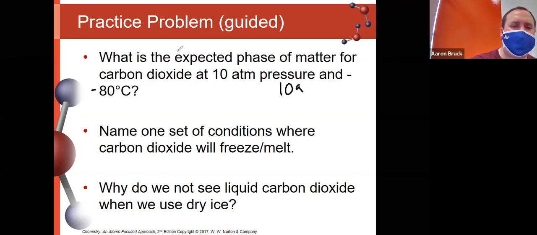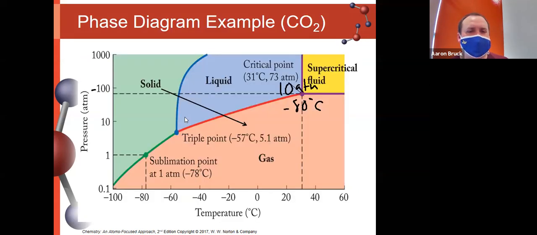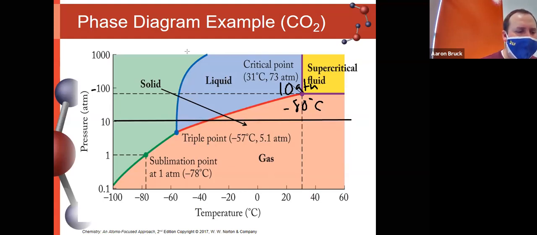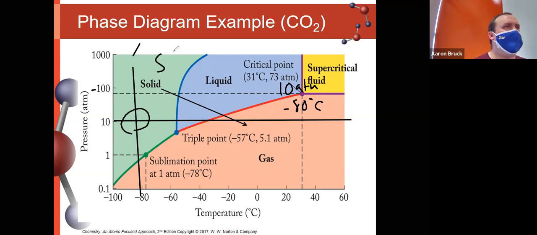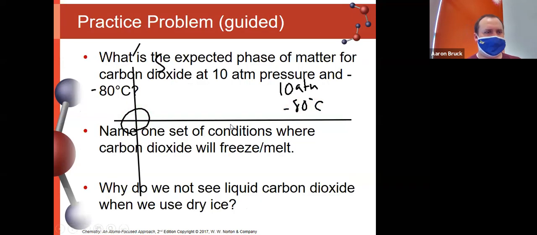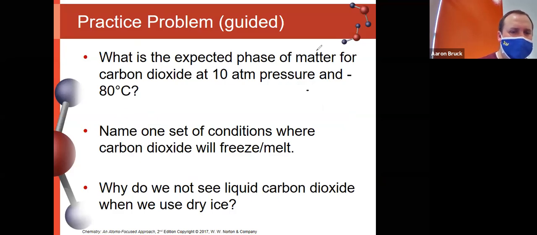So we're going 10 atmospheres, negative 80 degrees Celsius. To answer this question, we just need to look at the phase diagram. And we can draw lines. 10 atmospheres, that's right there. Negative 80, that's right there. Lines aren't straight, but in this case, it doesn't matter, because we can clearly see that the two intersect in the solid region. So our answer here is solid.